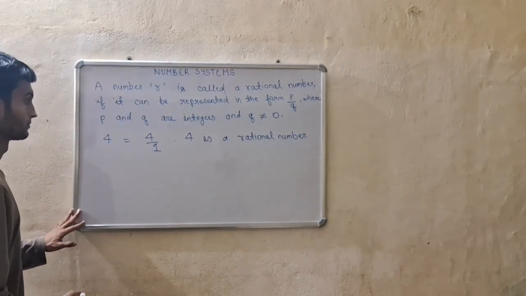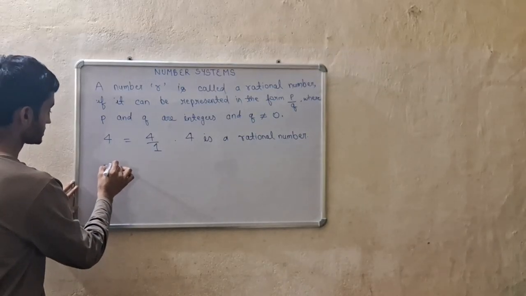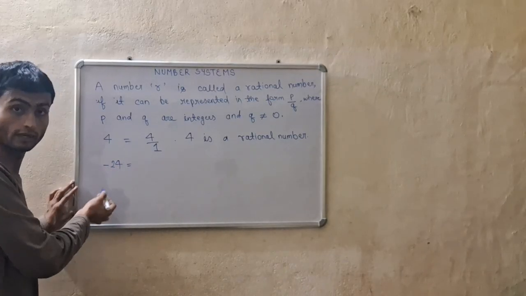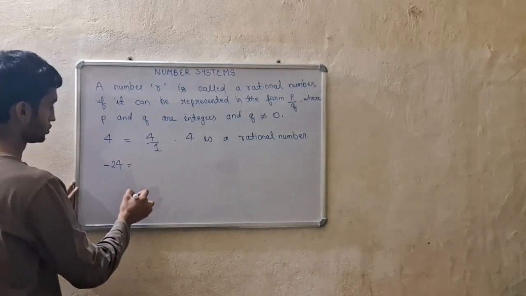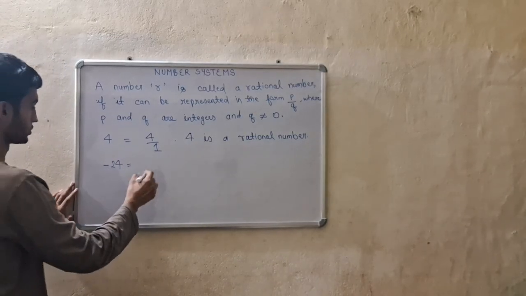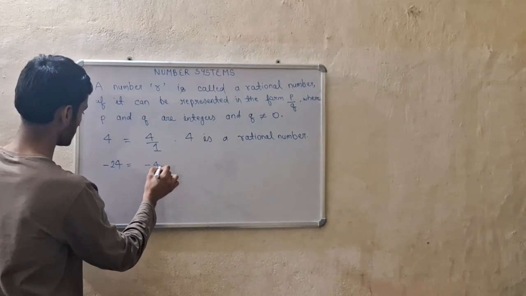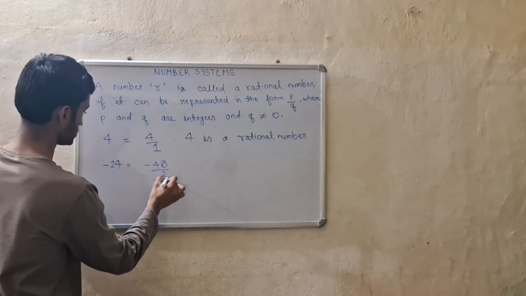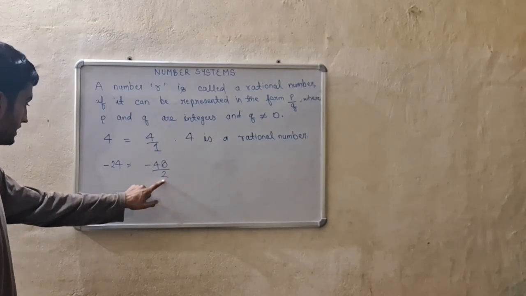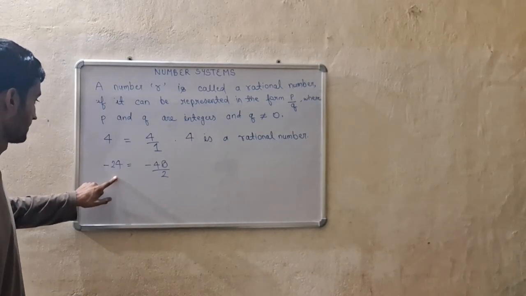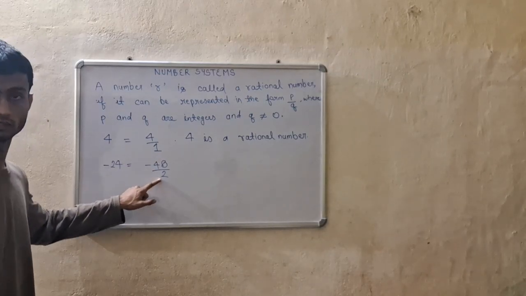Okay, so in a similar manner, we can also say that minus 24 can also be a rational number. Just put 1 or anything to represent it, to write it in the form P upon Q. Let me write it like this: minus 48 upon 2. When you simplify it, you will get minus 24. So minus 48 upon 2 is a rational number.